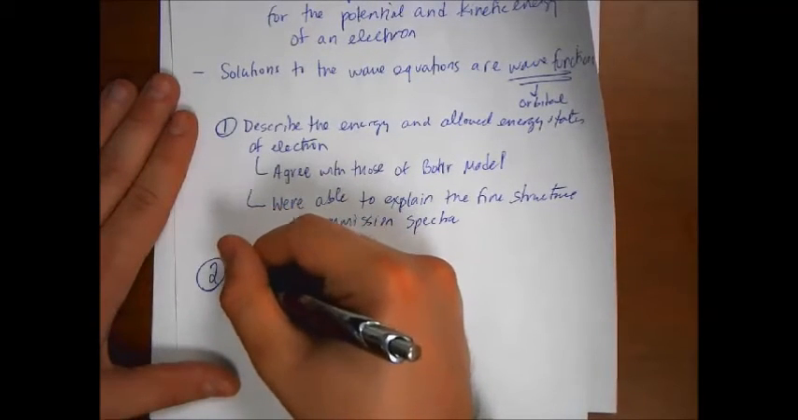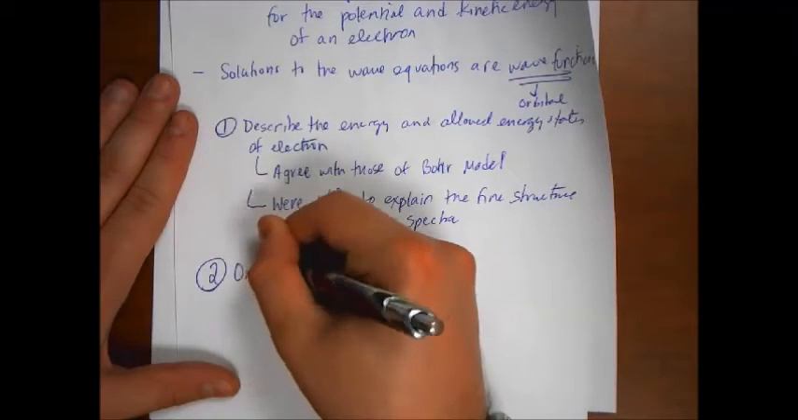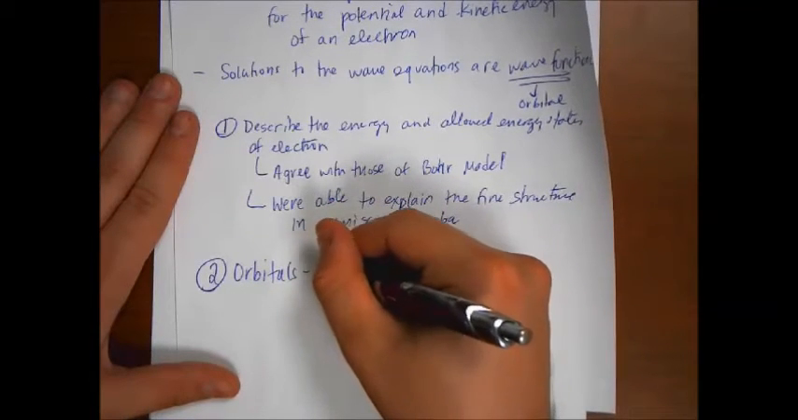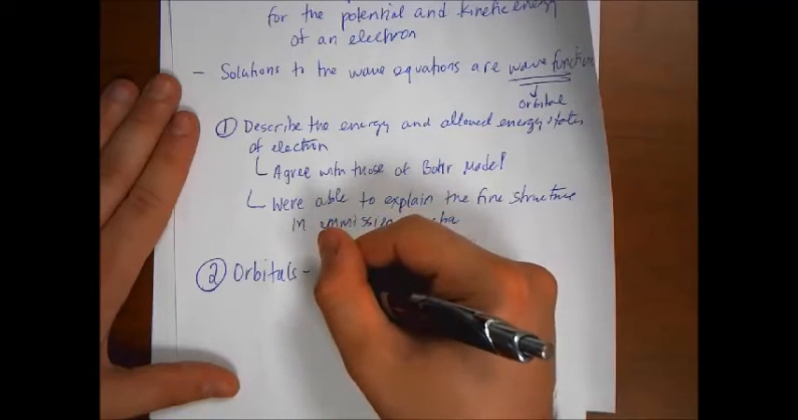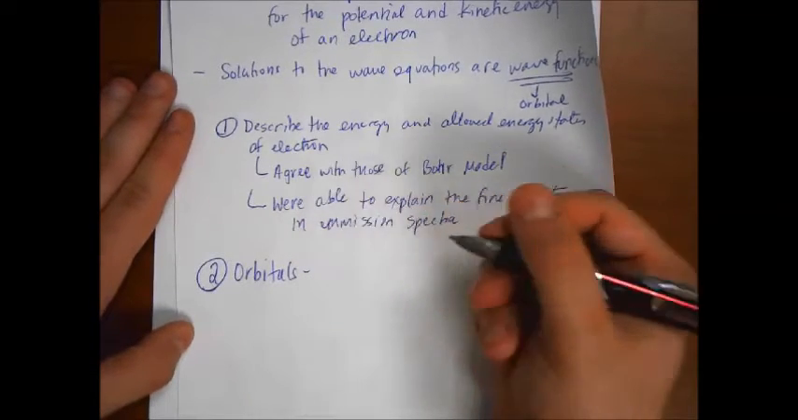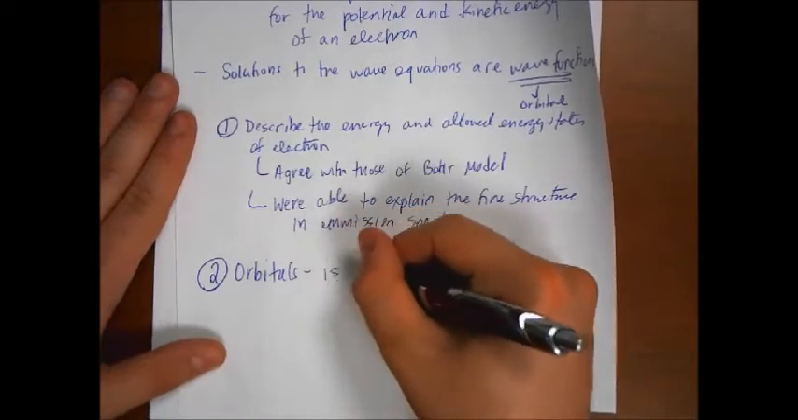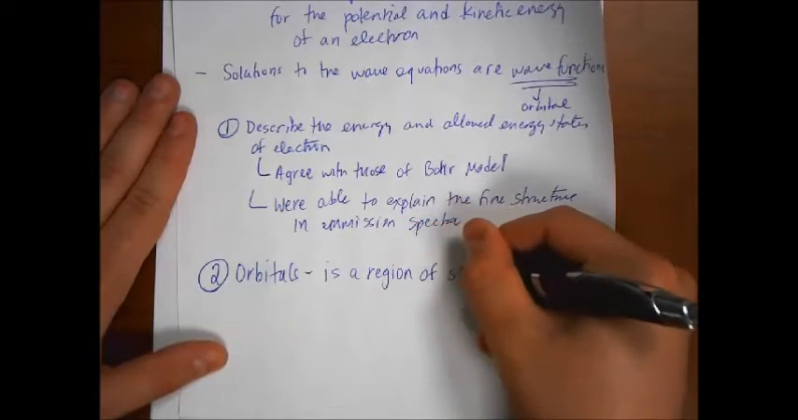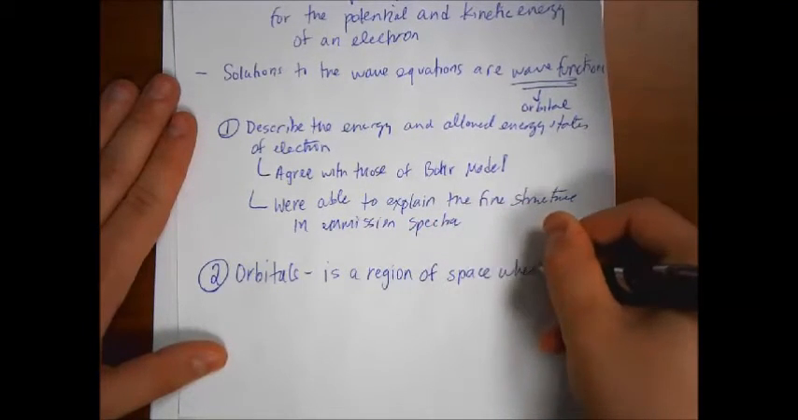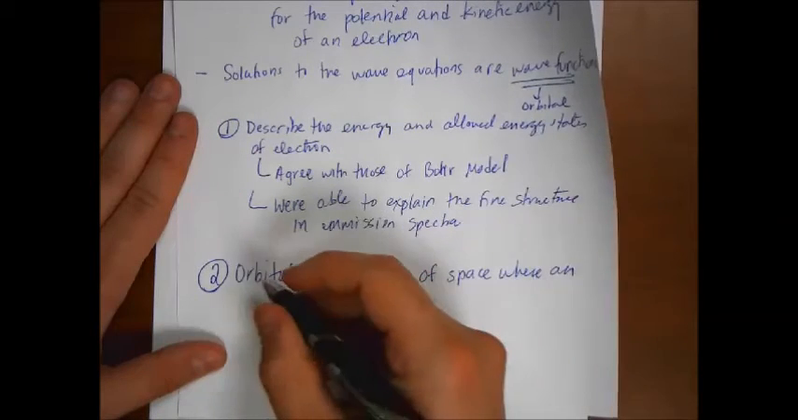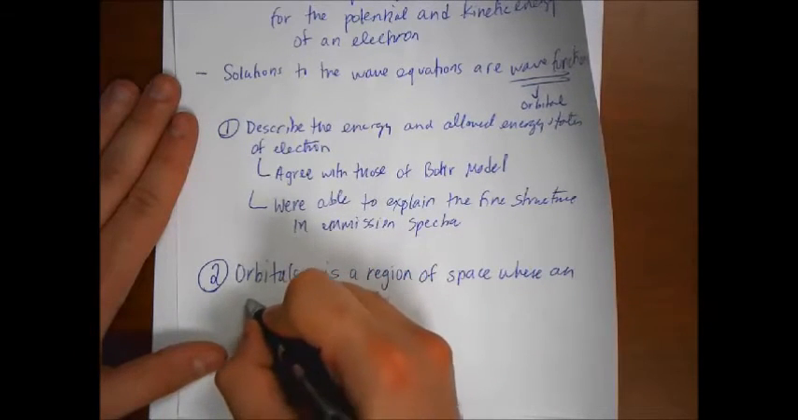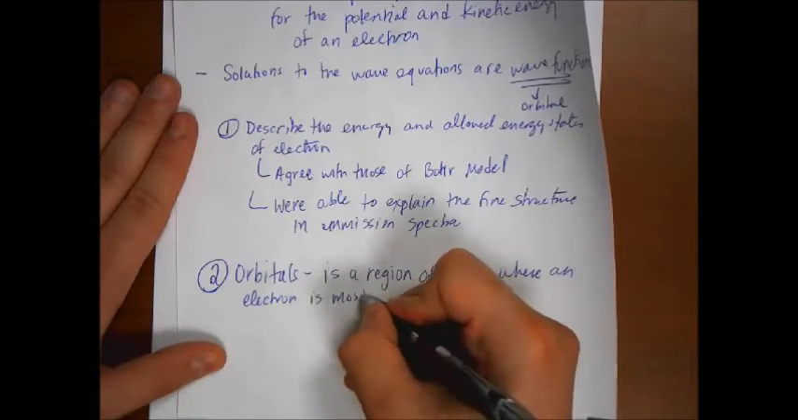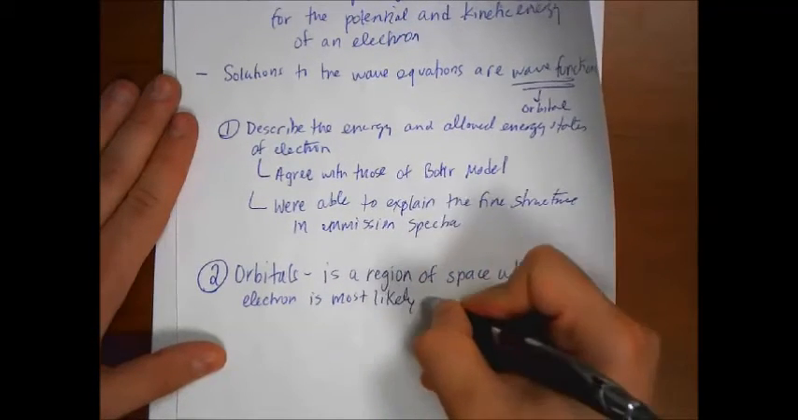So he describes these things as orbitals, and I think when you see the pictures of the orbitals, you're going to recognize them. So an orbital is a region of space where an electron is most likely to be found.